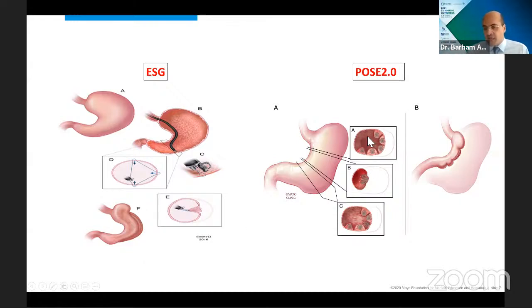In a similar technology that uses plications instead of suturing, which is the Post 2.0, we use an incisionless operating platform to introduce a synchronized number of plications, each about 7 centimeters, in a particular sequence and pattern in order to result in tubularization of the greater curvature of the stomach and reduction in the length of the stomach for weight loss benefits.